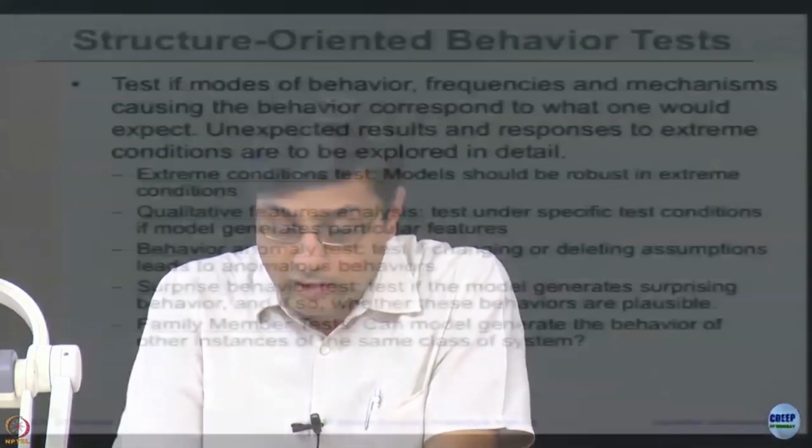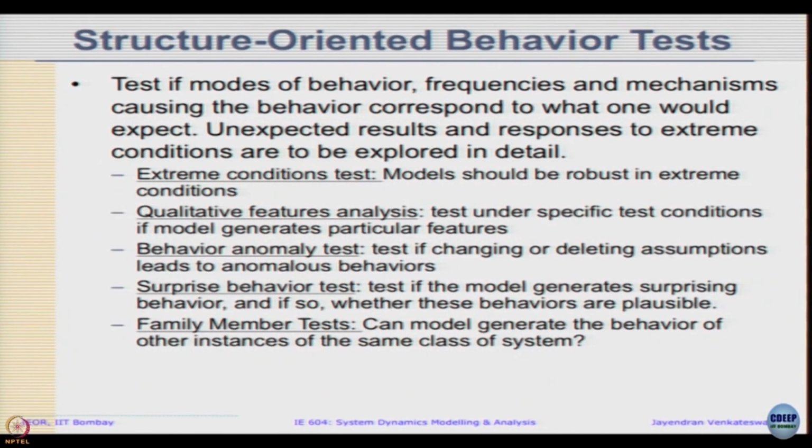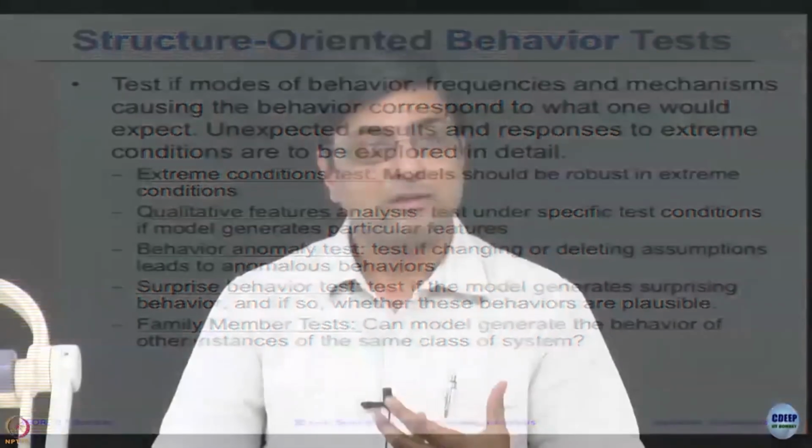Family member test: can the model generate the behavior of other instances of the same class of systems? For example, we are looking at, say, an infectious diseases model. There are so many infectious diseases out there. Can the model be used for different kinds of infectious diseases? Can the model be used for infectious disease at different locations by changing the parameters? Does it still make sense?